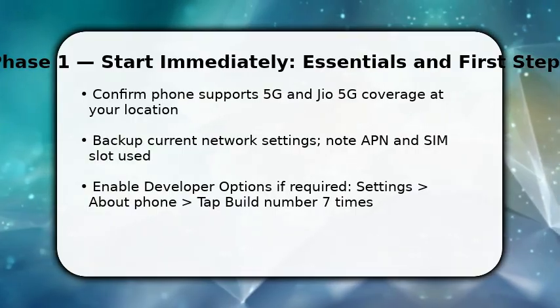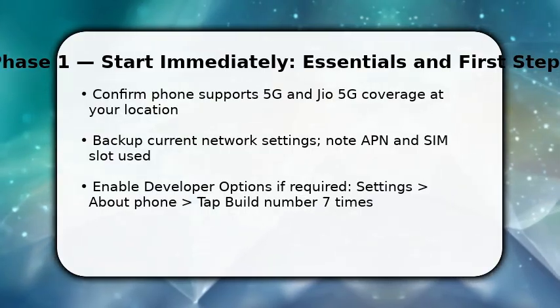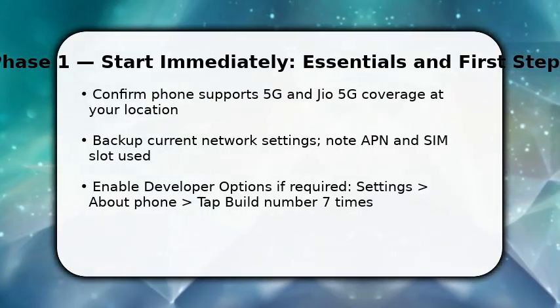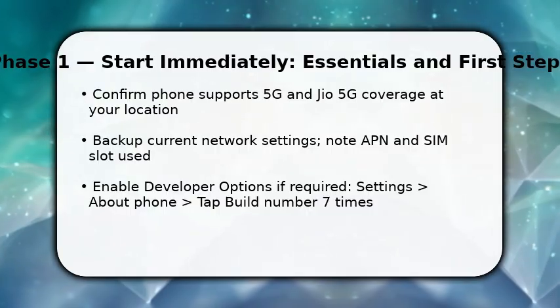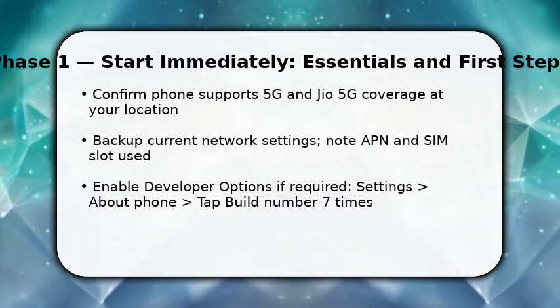Enable developer options now if the phone requires advanced toggles. Go to About Phone and tap Build number 7 times. These are the first decisive steps to avoid data loss and to unlock the menus where you change network mode.